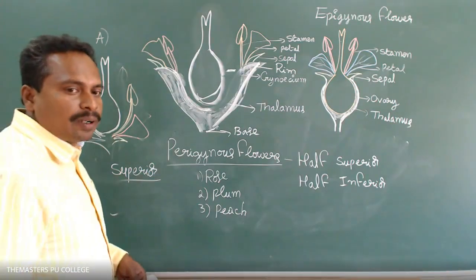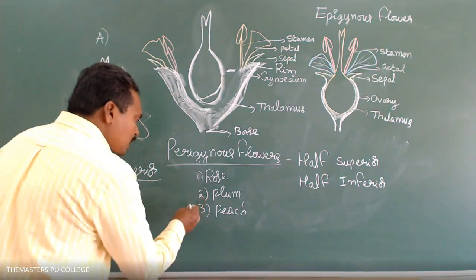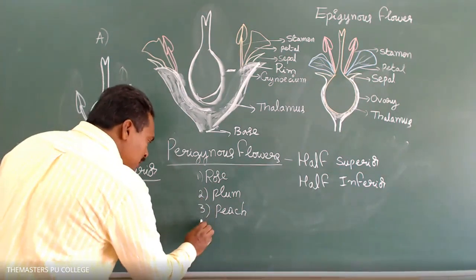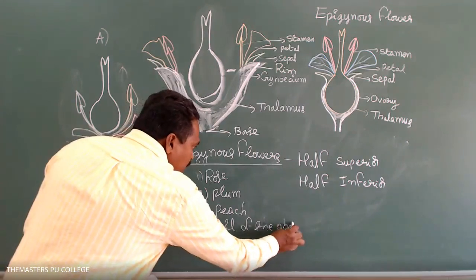In which of the following flowers is the ovary half superior? Option 1 rose, option 2 plum, option 3 peach, option 4 all of the above. Very good. Option 4, all of the above, is the correct answer.